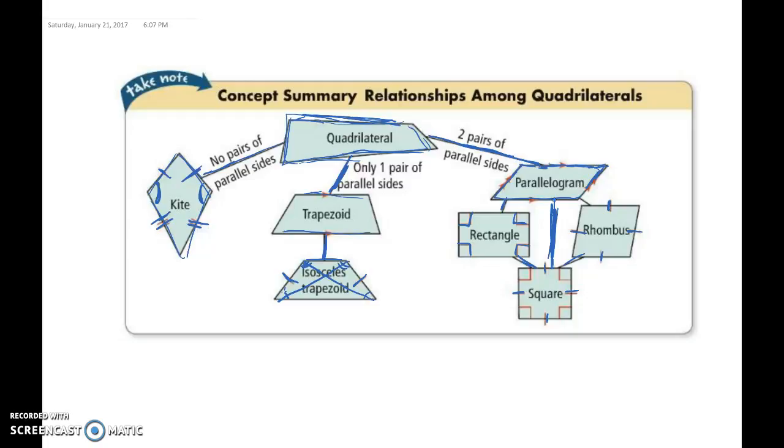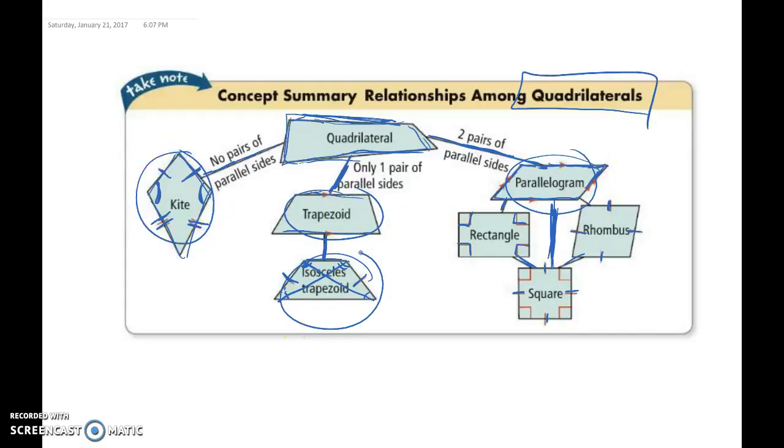So there's a bunch of different properties, but they're all quadrilaterals. All right, so these are special quadrilaterals. And then these three here are special parallelograms. All right, but they're all four-sided shapes or four-sided figures. And that's it for chapter 6. Yeah, that's it.